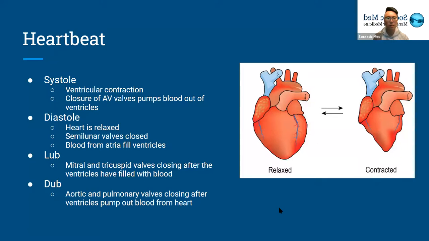Any questions on this part? So the lub is systole and the dub is diastole, just based off of what I'm reading, or no, it's the other way around. The lub is right before systole. The lub you're hearing is the valves closing, and then systole happens where the ventricles contract. So the lub is right before systole, and the dub is right before diastole. Okay, thank you. Good question.